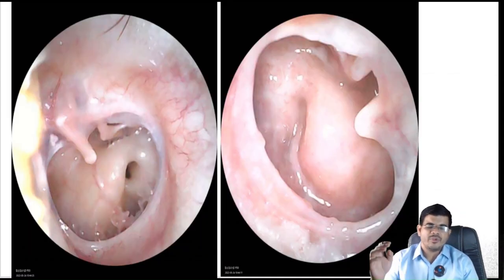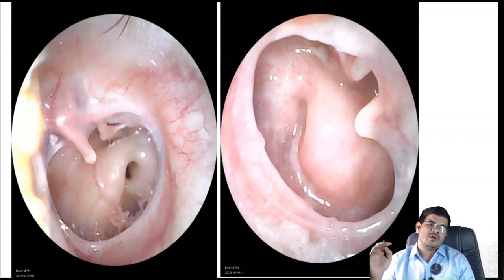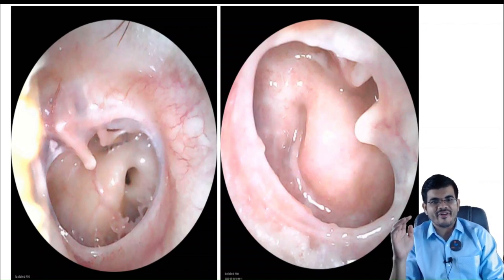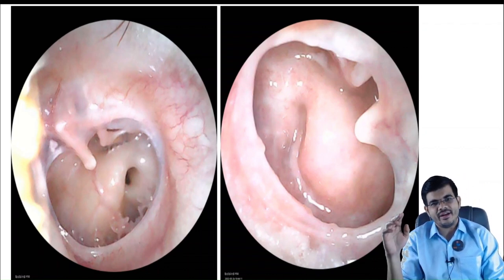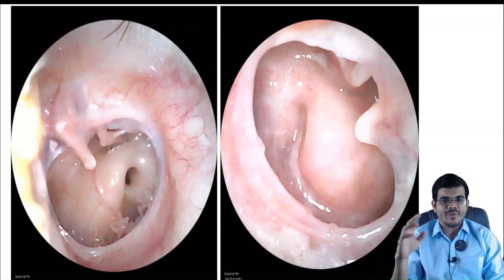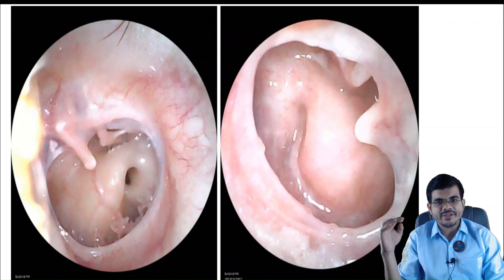Now these are some real life pictures which I took from the endoscope, and what do you see here? This is a case of a subtotal perforation. In a subtotal perforation, only the tympanic annulus will be present over the pars tensa. The rest of the pars tensa will be gone due to the perforation. You can see clearly the various middle ear structures.